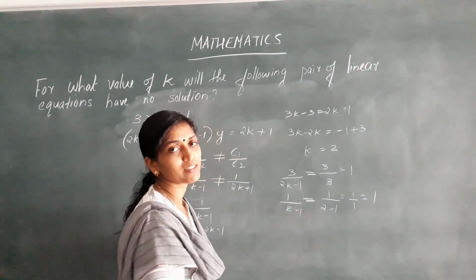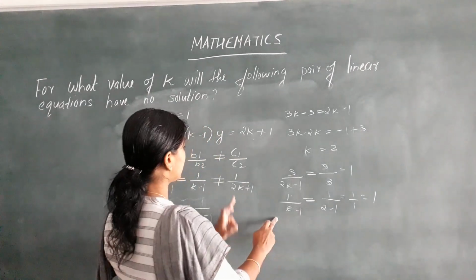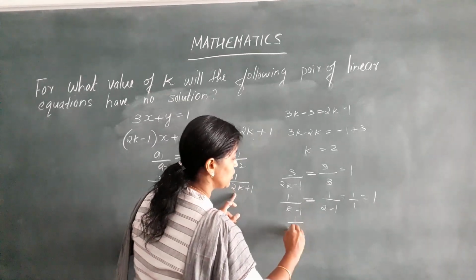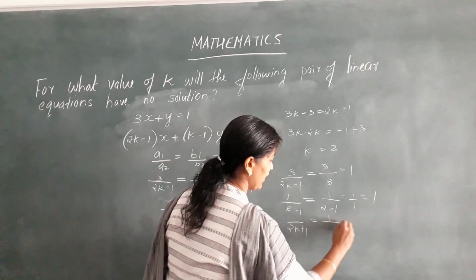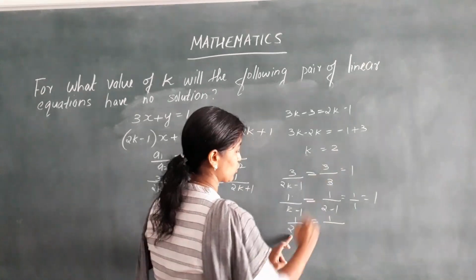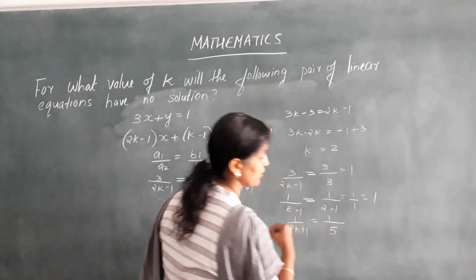So find c1 by c2, you should not get the ratio as 1. Okay, c1 by c2, what is it? 1 by 2k plus 1. Give the value of k. What are you getting? 1 by 2k means 2 into 2, it is 4. 4 plus 1 is 5. We are getting 1 by 5.